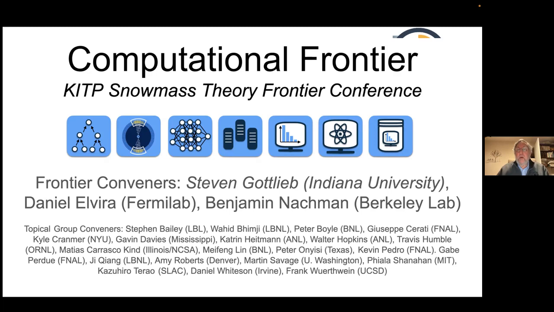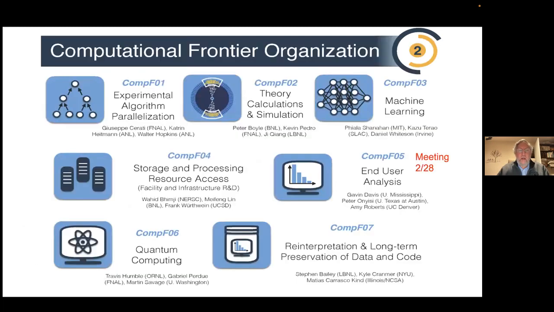That's CompF02. Then machine learning. CompF04 is storage and processing resource access. I'd like to encourage people to think about that. CompF5 is called end user analysis and may be less relevant to theory, but I'm mentioning they have a meeting on Monday. Quantum computing has a lot of overlap with quantum information science within the theory group.